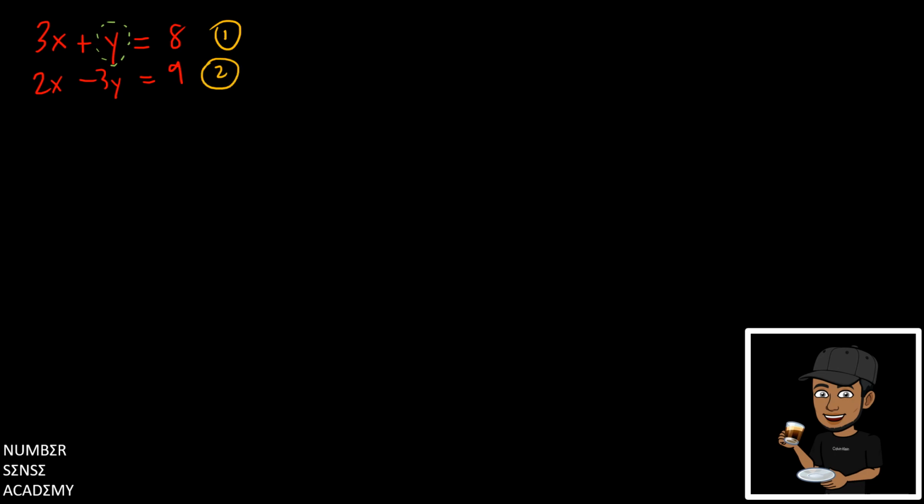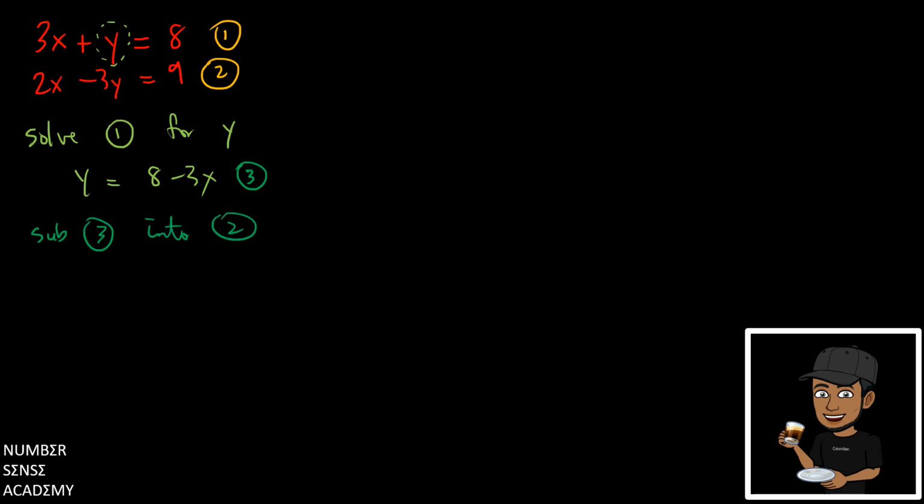Then I'm going to solve equation 1 for y. So that becomes y is equal to 8 minus 3x, and then I'm going to name this equation 3. I'm going to sub 3 into 2, exact same pattern as we did last time.